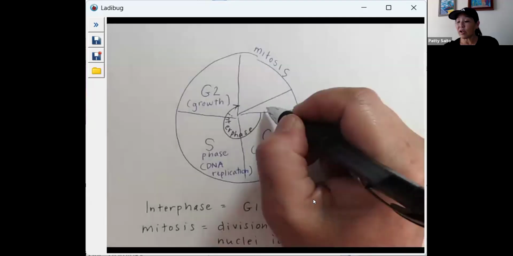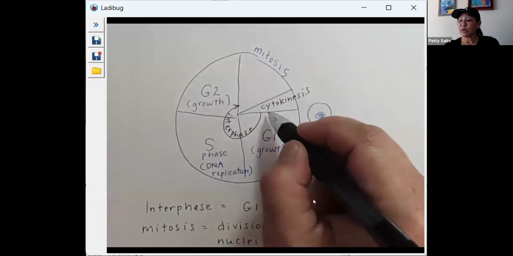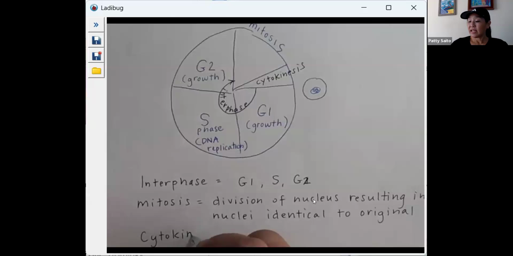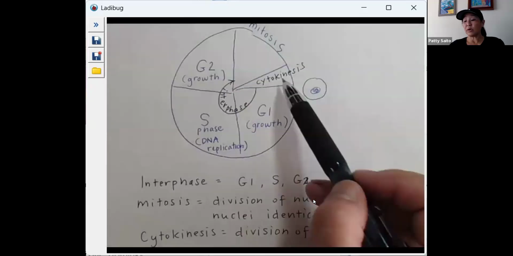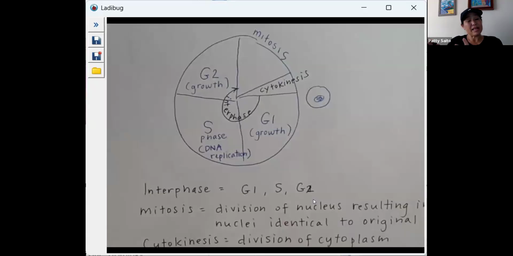And then the second part is called cytokinesis. I see the word cyto like cytoplasm. So cytokinesis is division of the rest of the cell or division of the cytoplasm. All right, so mitosis and then cytokinesis. And in fact, mitosis and cytokinesis kind of happen at the same time. As the nucleus is dividing, then the rest of the cell begins to divide.